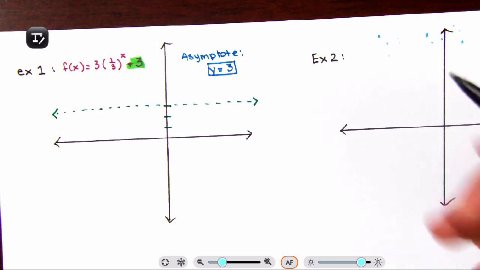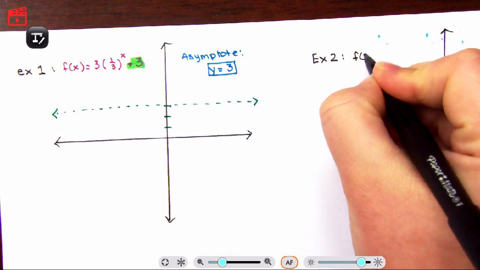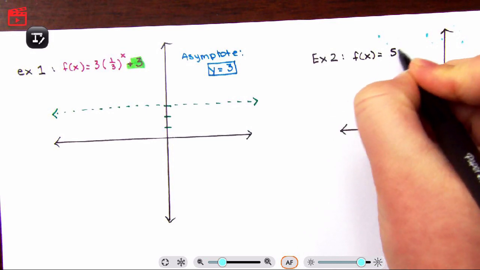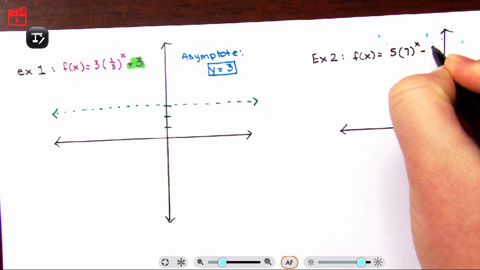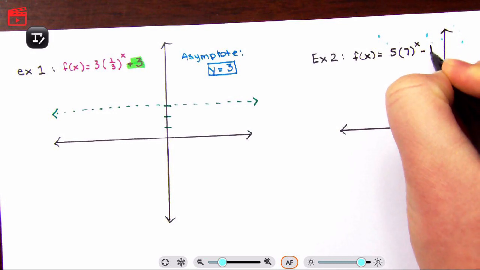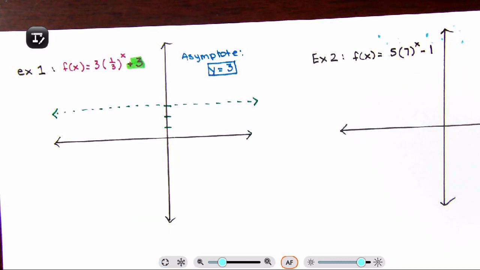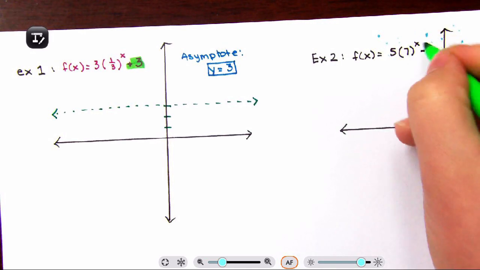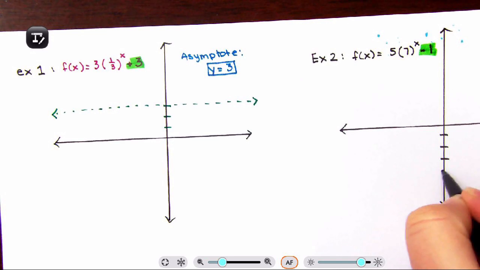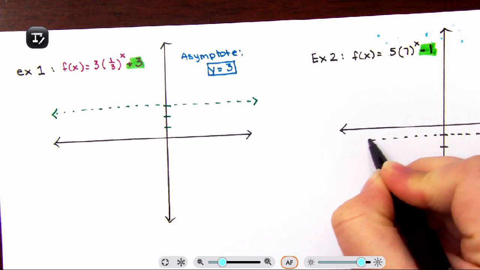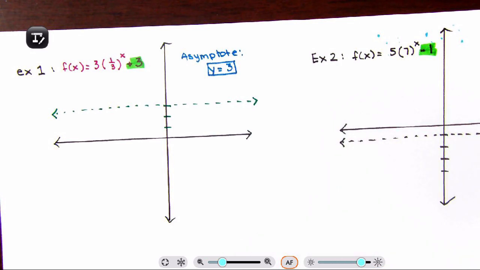All right, let's go ahead and try one more. Let's do f of x is equal to 5 times 7x minus, I don't know, 4, 3, 2, 1. Let's do 1. Again, we're just interested in the asymptote right now. So here it is at -1. So what you're going to do is find -1. So 1, 2, 3, 4. So here's -1. Dotted line across -1. And that is your asymptote line.